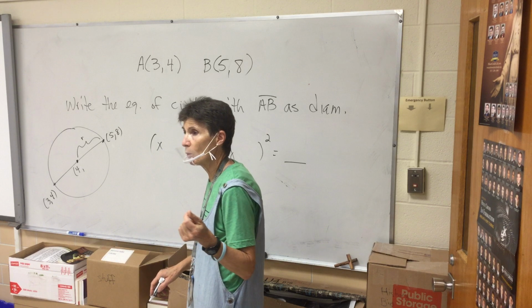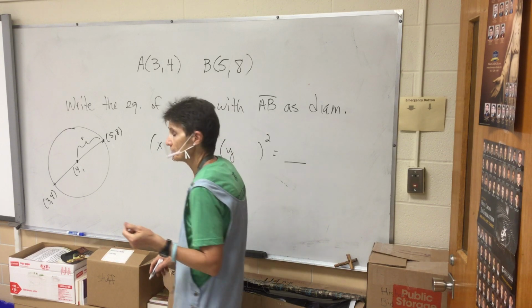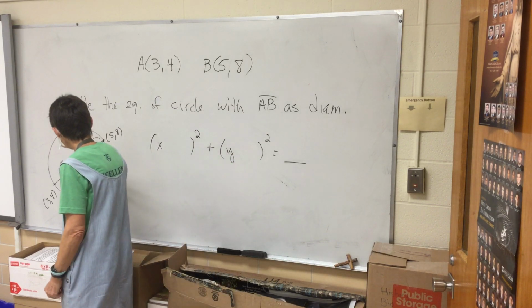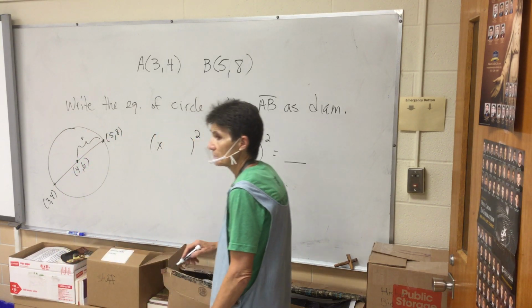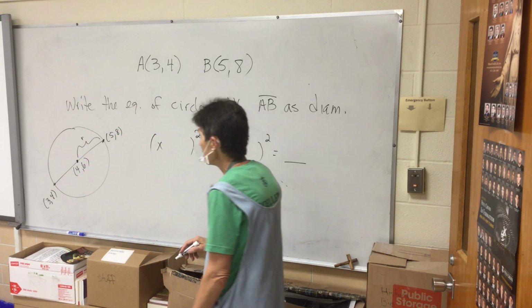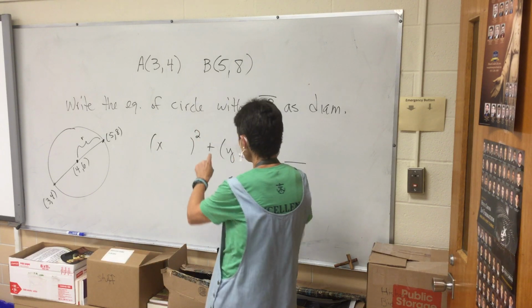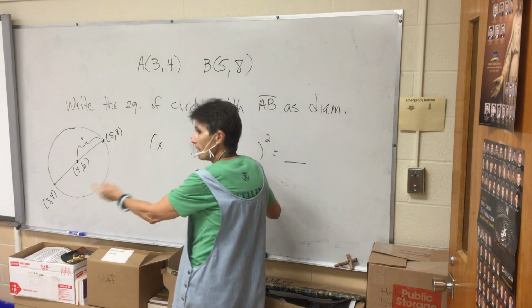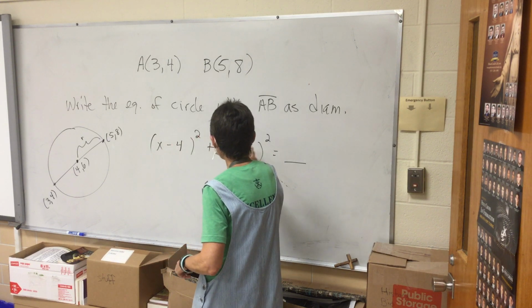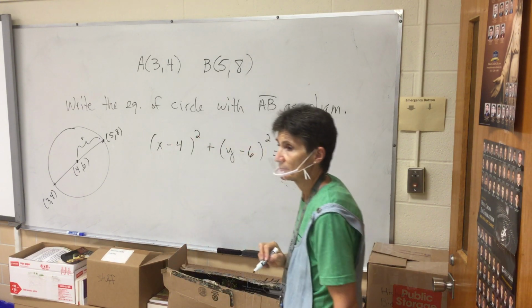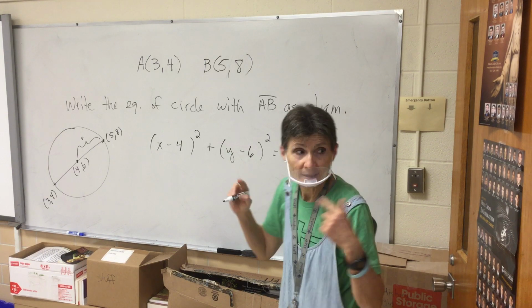8 plus 4 is 12 divided by 2 is 6. Right? So now I know the midpoint, or the center, so I can plug that in. Remember, it's the opposite. So it's going to be x minus 4 and y minus 6. Starting to come back.